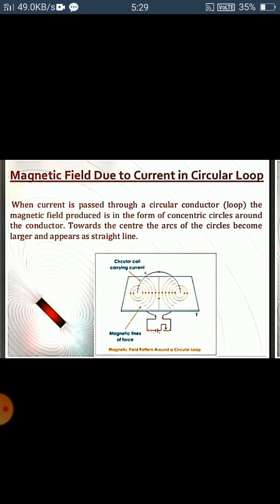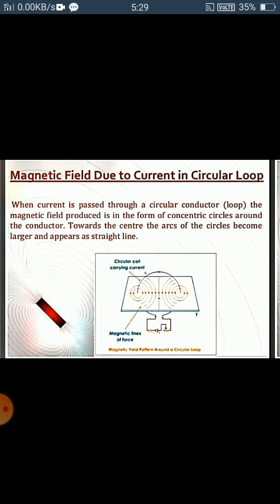In the previous class, we saw the right hand thumb rule, according to which when we make a thumbs up with our right hand, our thumb shows the direction of the current and our fingers, which are curling inside, show the direction of the magnetic field. Now today we will see the magnetic field due to current through a circular loop.